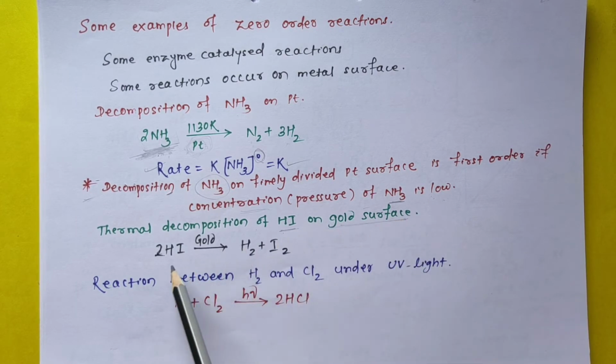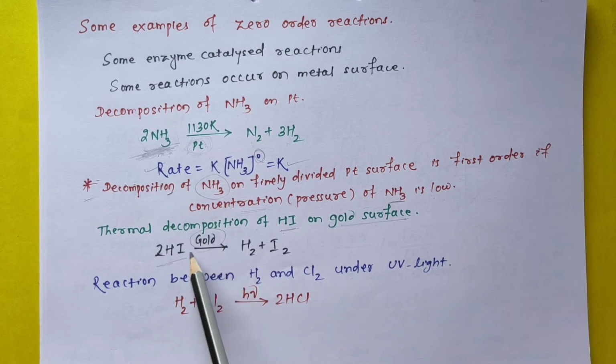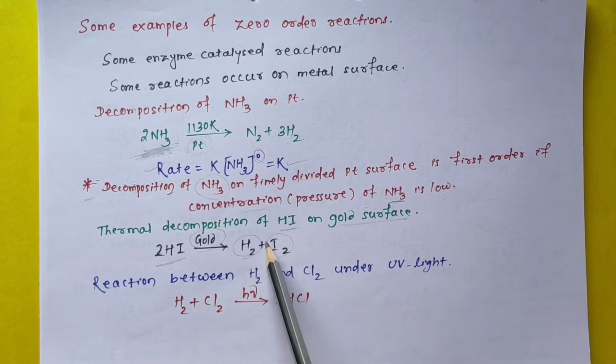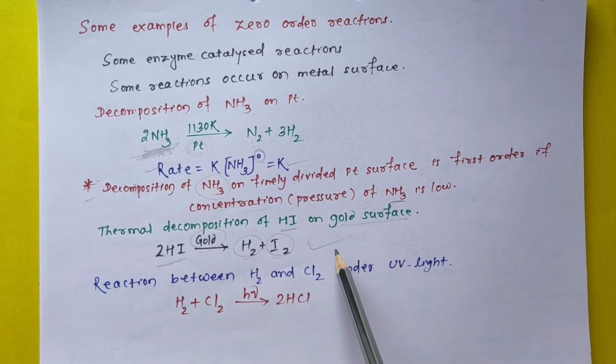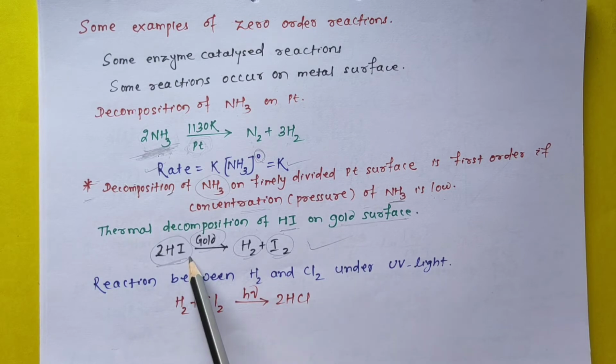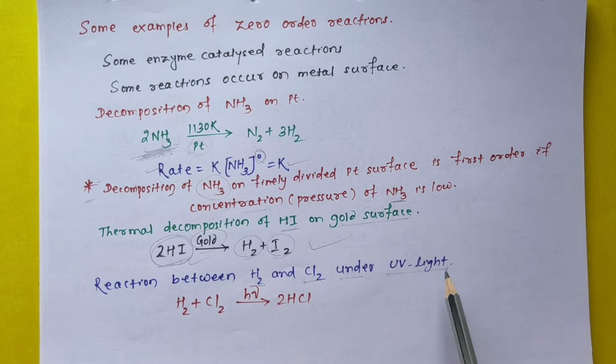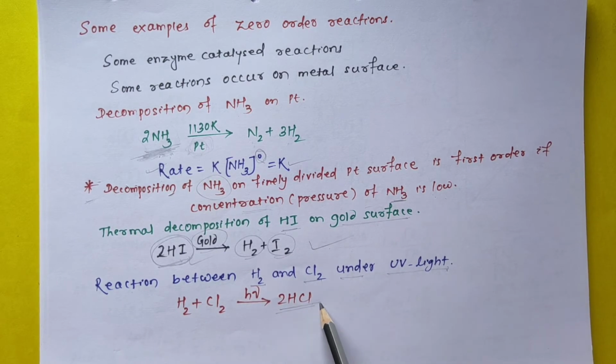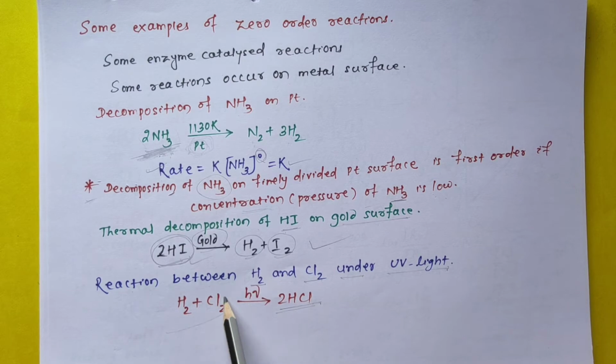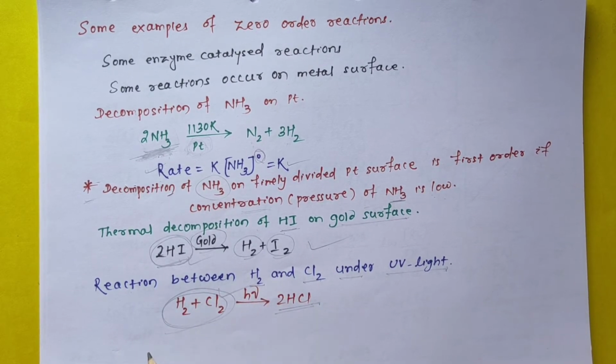Next we will discuss about the thermal decomposition of HI on gold surface. So if we will take hydrogen iodide on gold surface, it decomposes to form hydrogen and iodine. This is a zero order reaction. That means the rate of the reaction will not depend on the concentration of HI. Next is reaction between hydrogen and chlorine under UV light to form hydrochloric acid, which is also another example of a zero order reaction. That means what? The rate of the reaction will not depend on the concentration of hydrogen or chlorine.